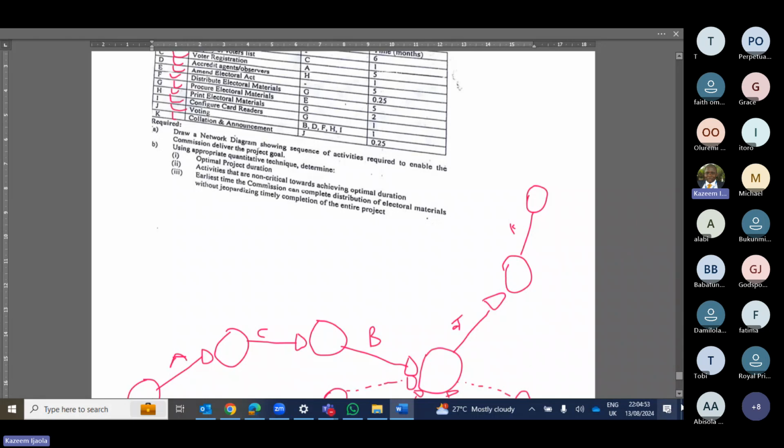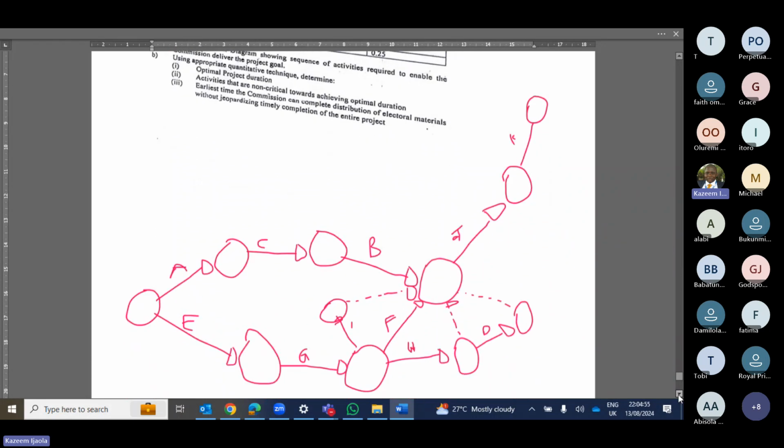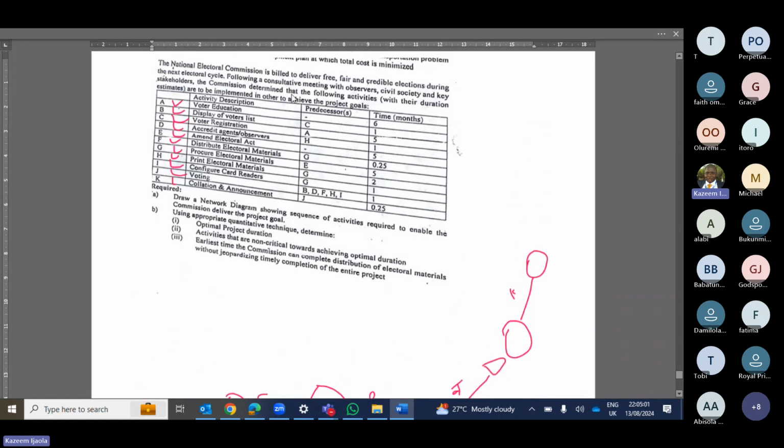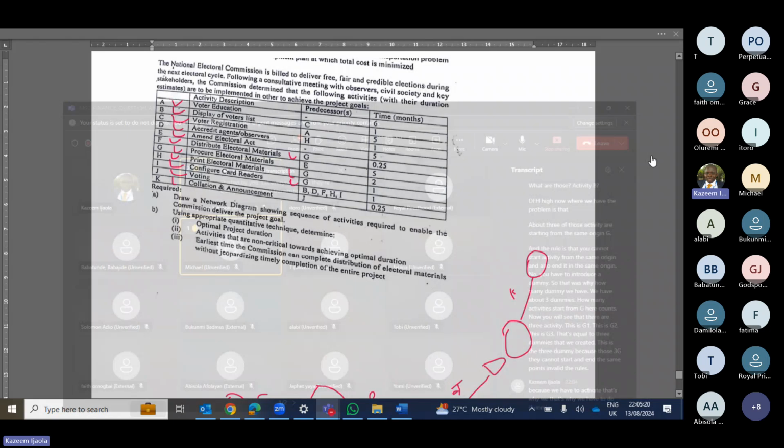So that was why, how many dummies do we have? We have about 3 dummies. How many activities start from G? Count now. You will see that there are 3 activities. This is G1, this is G2, this is G3. That's equal to the 3 dummies that we created, because those 3 cannot start and end at the same point. It violates the rules. So it's because we have 3 activities that start with G that we have 3 dummies. Okay. Michael, I don't know if I satisfy you.